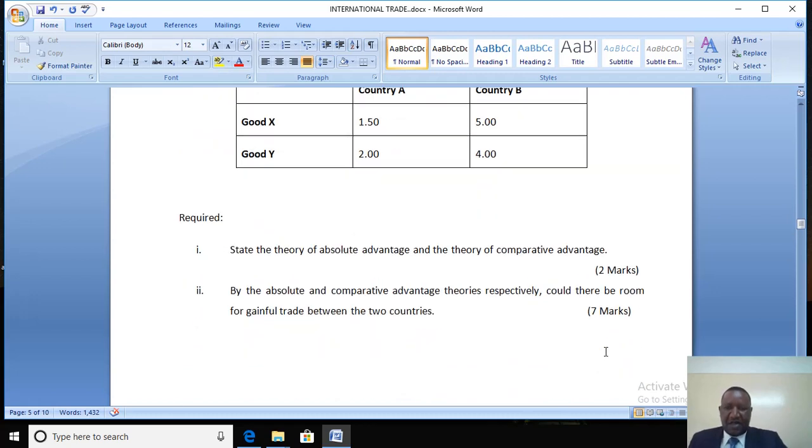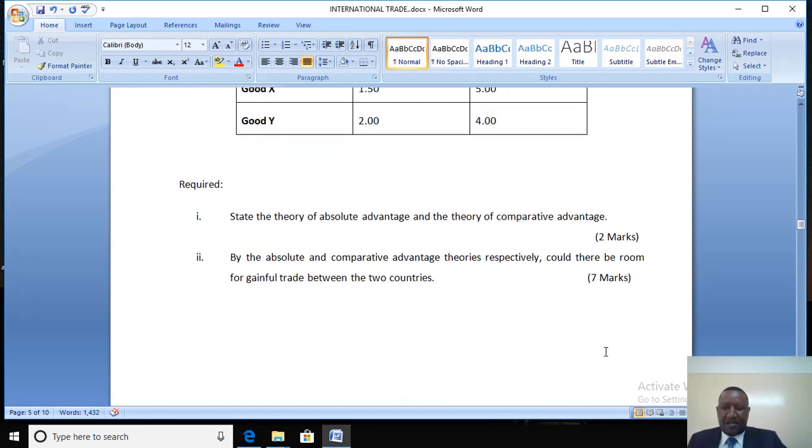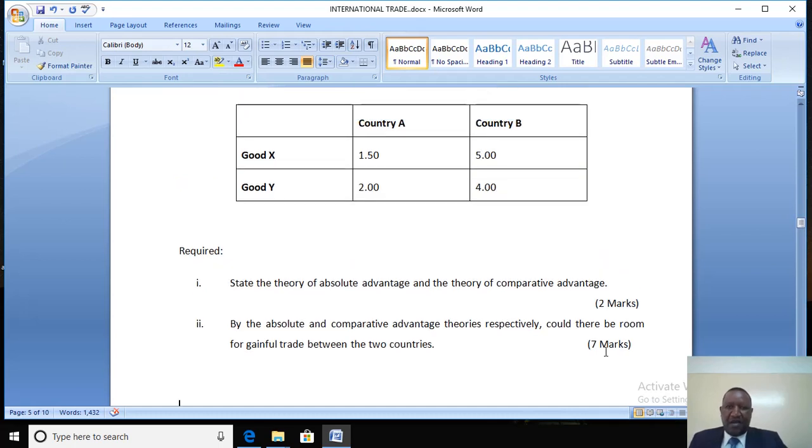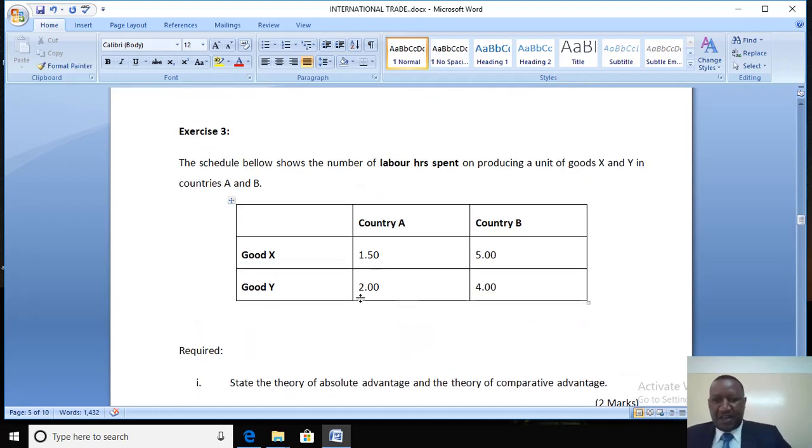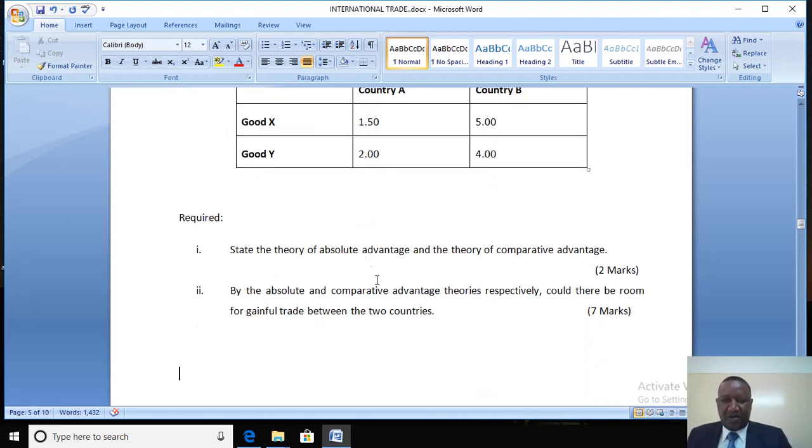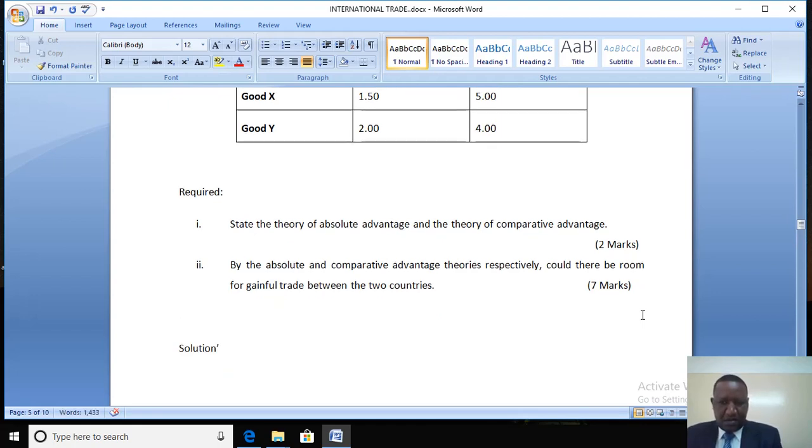So let's look at the second part of the question. Can there be gainful trade? The first thing you need to do is convert your input table into an output table. So how do you do that? So let's see how that can be done. So go to solution. Okay, so solution.